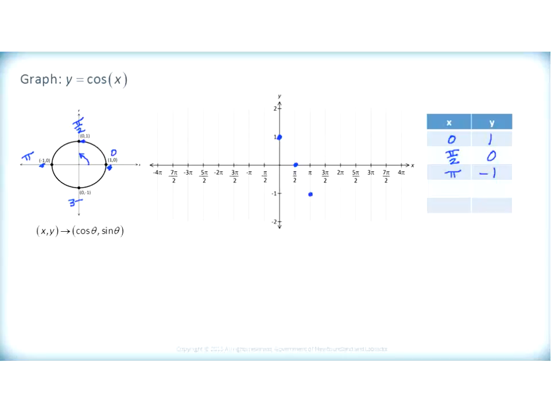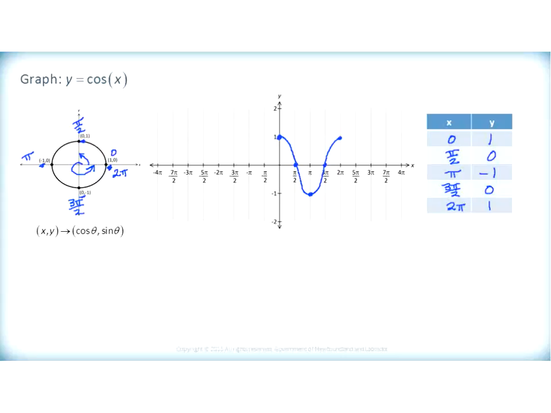At 3 pi over 2, the cosine is equal to 0. And one full rotation brings us back to 2 pi radians, which has the same cosine as 0 radians, which is equal to 1. So this gives us one full cycle of the cosine function. Notice that it's in the shape of a V. But again, the pattern continues.